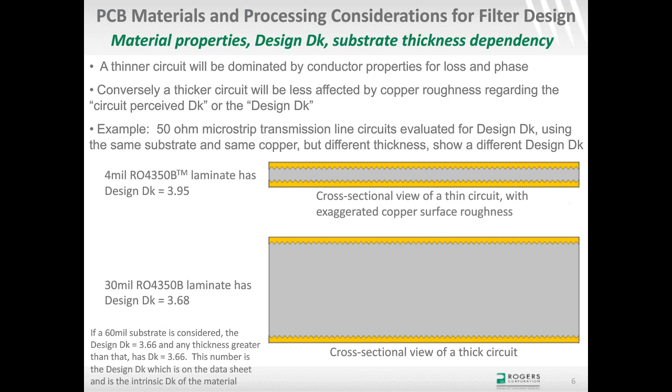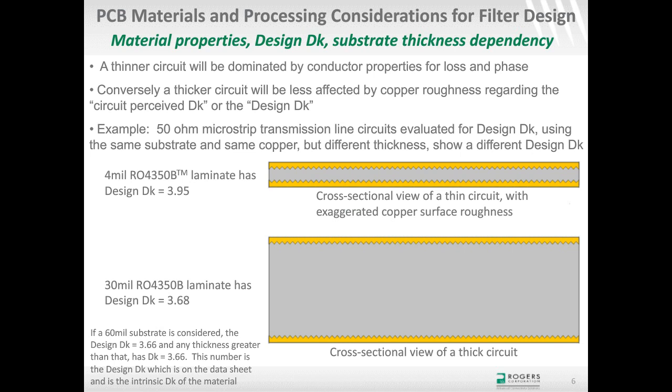And if you want even thicker than that, instead of 60 mils, go to 90 mils. The design Dk is still 3.66. 120 mils thick, 3.66. So basically, once the copper planes are far enough apart, the surface roughness doesn't impact the wave velocity anymore. And then you're really, again, detecting the intrinsic dielectric constant of the material, which is 3.66 in this case.